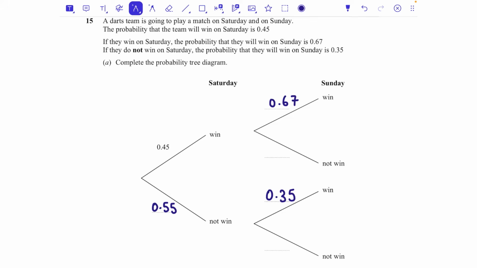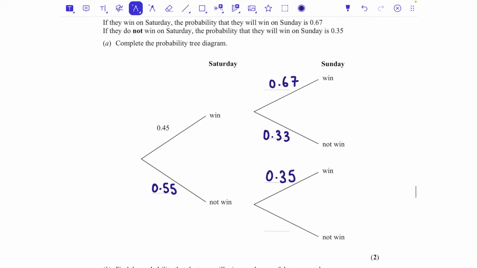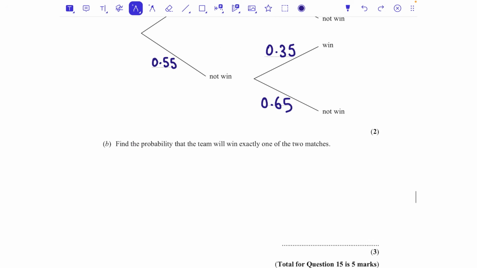So if you've got 0.67 for Sunday, then you've got 0.33 for not winning, because those two have to add up to make 1. And same down here, if you've got 0.35 for winning, then it would be 0.65 for not winning. So each branch needs to add up to make 1. And that's that, 2 marks.